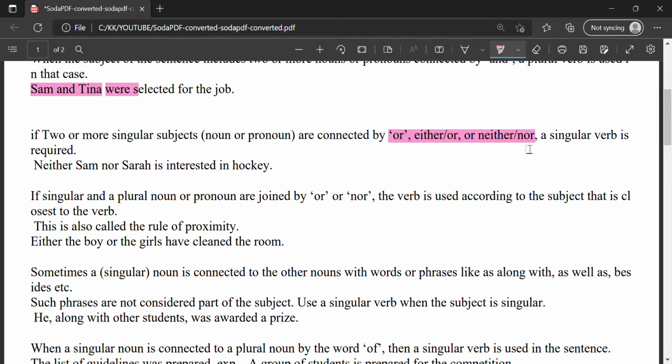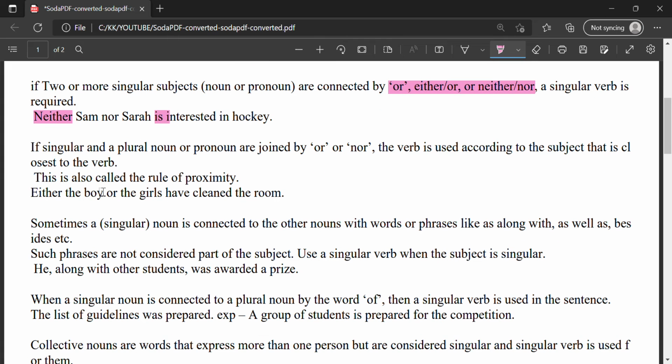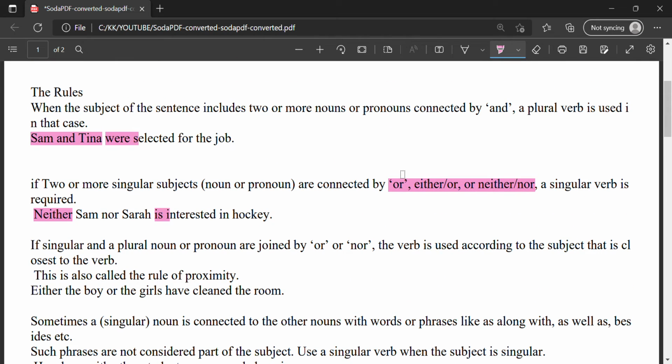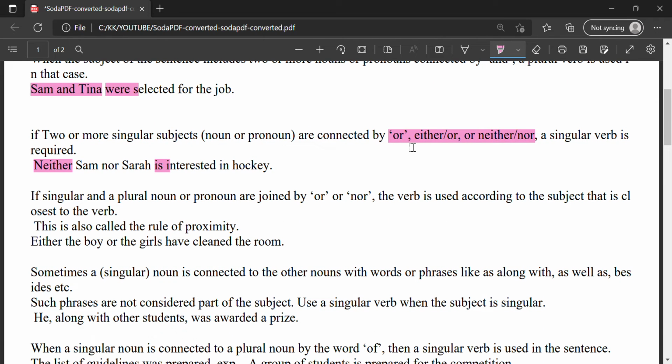Next, if two or more singular subjects, such as nouns, are connected by or, either or, neither nor, a singular verb is required. Got that? Because we are specifying that it is between Sam or Shahar, not combined. So: neither Sam nor Shahar is interested in hockey. We are using is here because we have mentioned neither. This is also one of the important things. You might feel that there are two nouns, so let me go ahead with the plural verb, whereas that is not the case every time. If we have or, either or, neither nor, we have to use a singular verb.